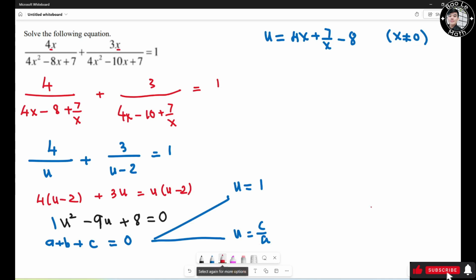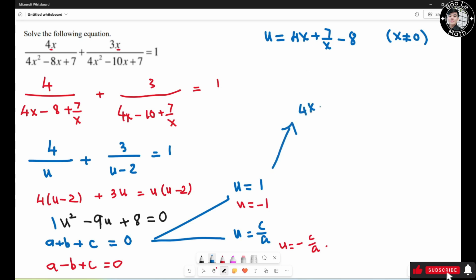Now the second case: if a minus b plus c equals 0, then the first solution is u equals negative 1, and the second solution is u equals negative c over a. But the second case does not work for this situation, so we're going to use the first case right here. So we have u equals 1. We substitute this back over here. So we have (4s + 7)/(s - 8) equals 1.